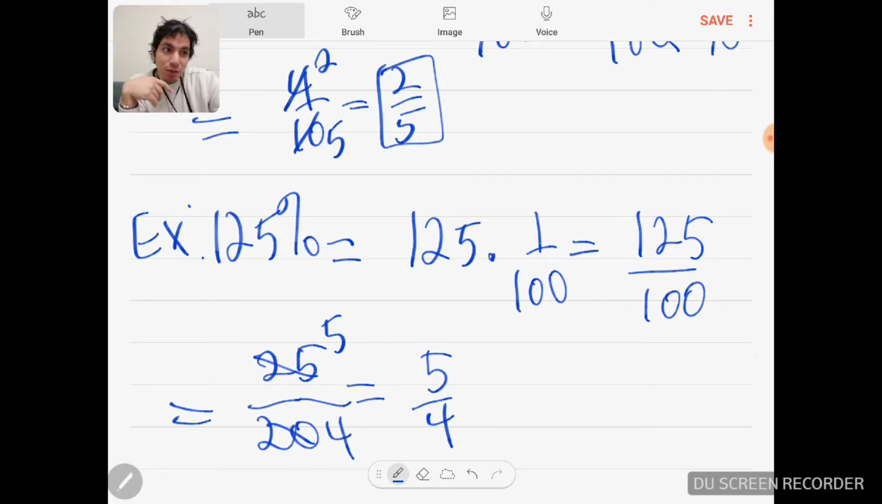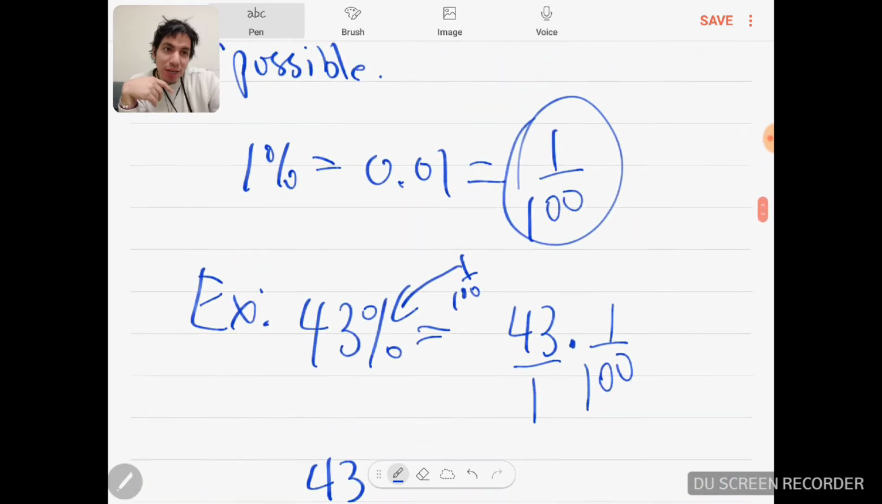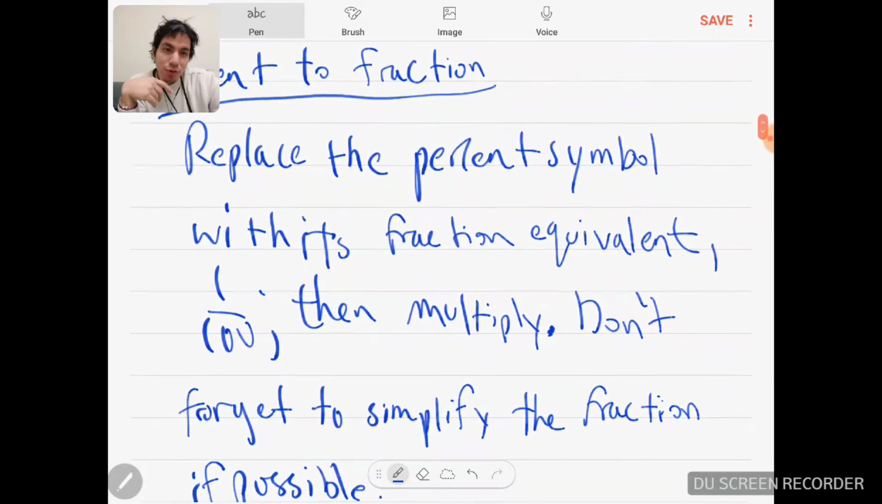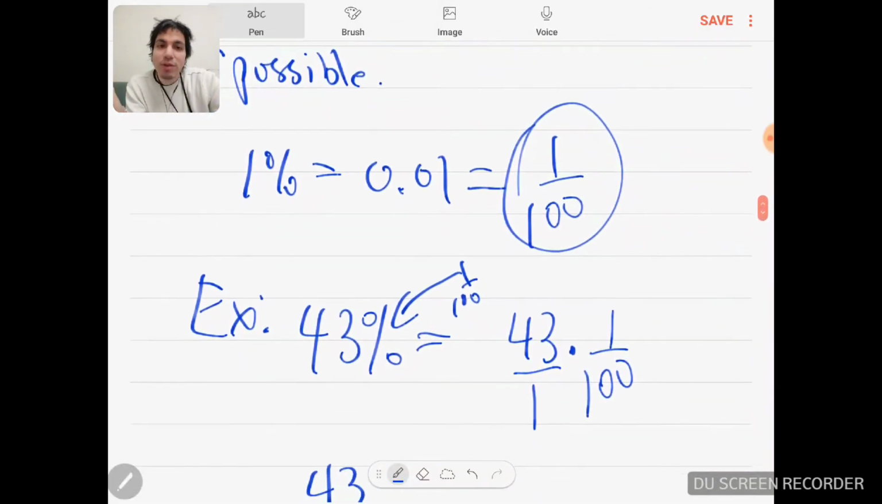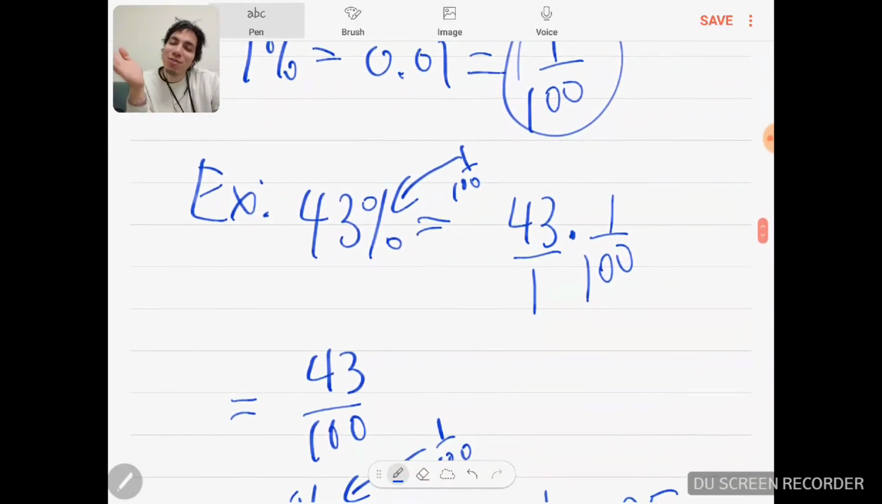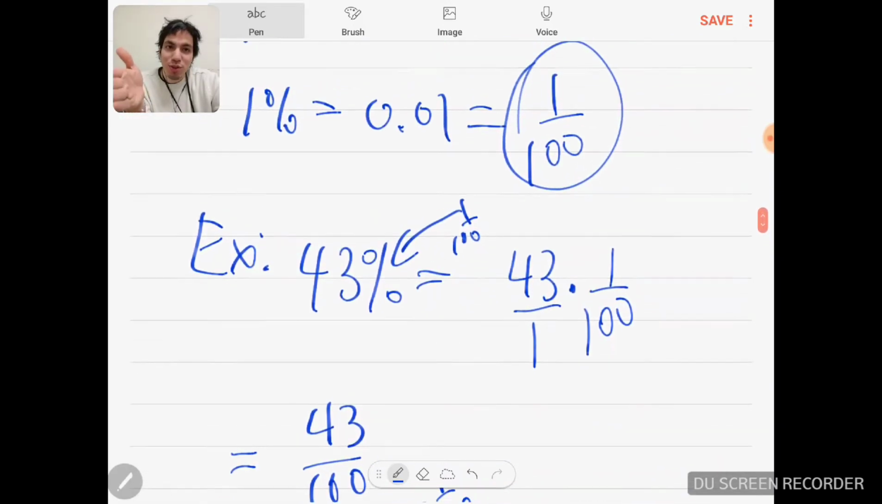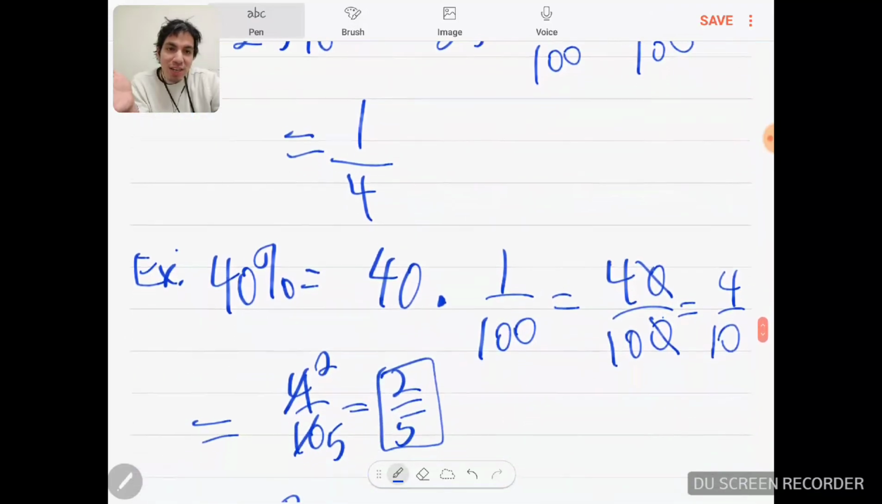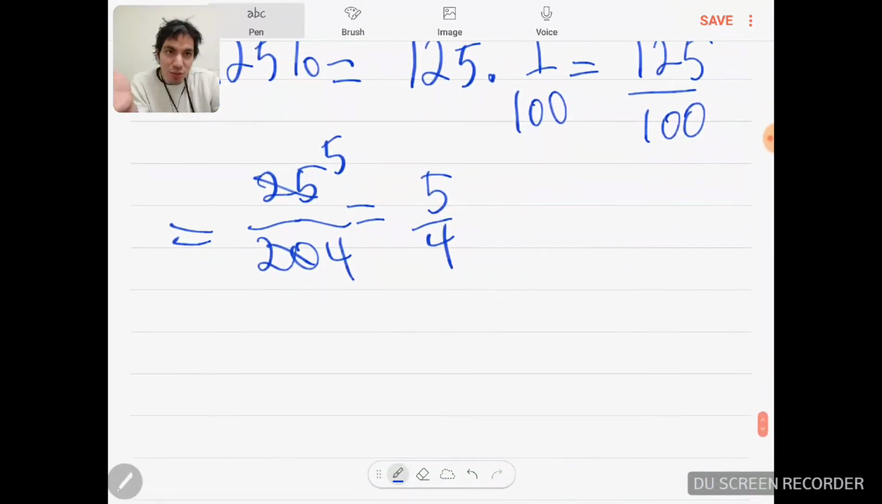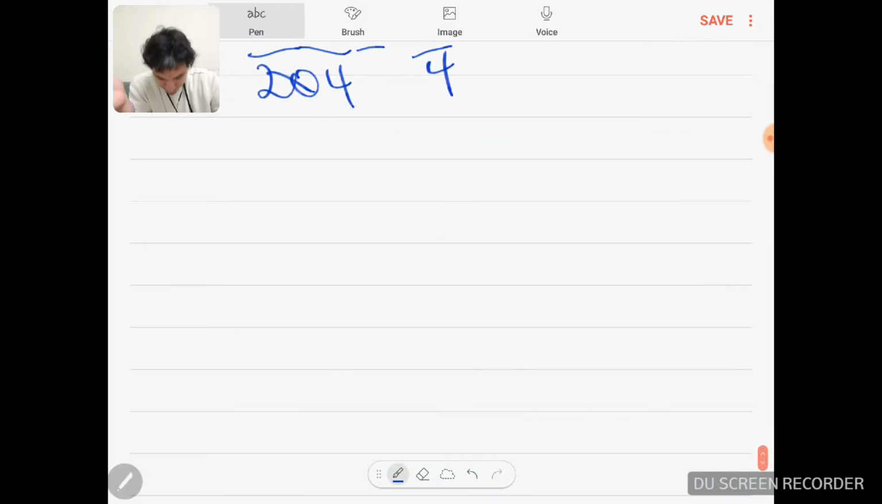So you see how when you're reducing these fractions, you have to, again, know the conversion symbol for each one. Whichever you're trying to convert from percent to fraction, you need to know which one you're using, which is 1 over 100. And then you work each case by changing the percent symbol into 1 over 100.